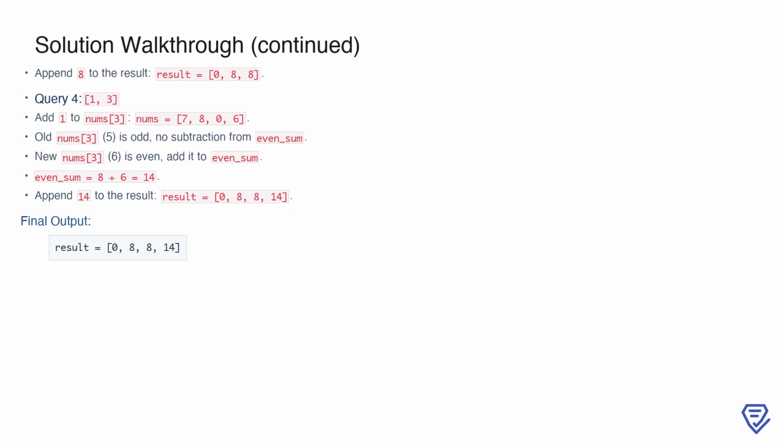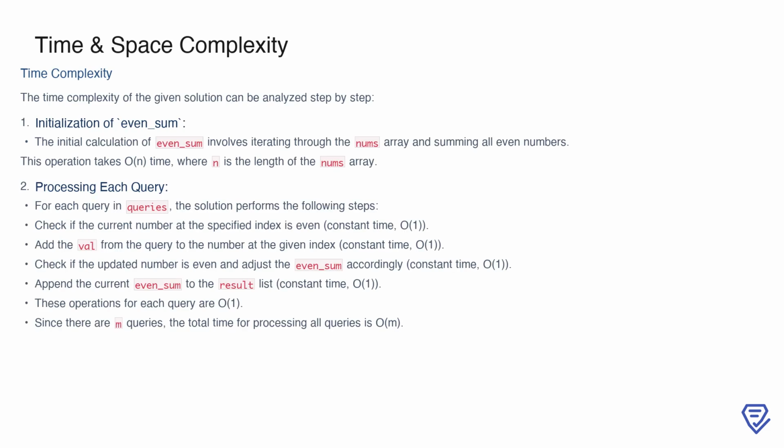0, 8, 8, 14. To analyze the time complexity of the solution, we start by considering the initialization of even_sum. This step involves iterating through the entire nums array to calculate the sum of all even numbers. Since we need to visit each element in the array once, this operation takes n time, where n is the length of the nums array.